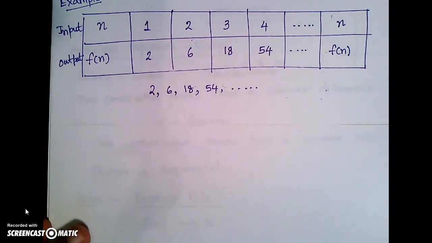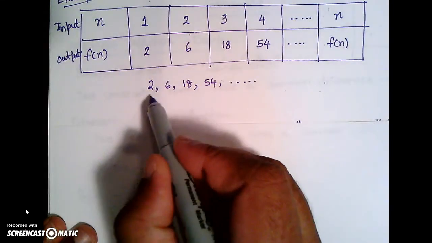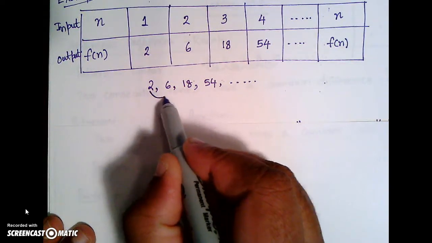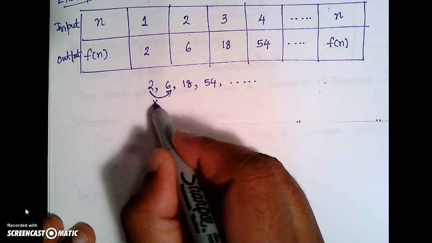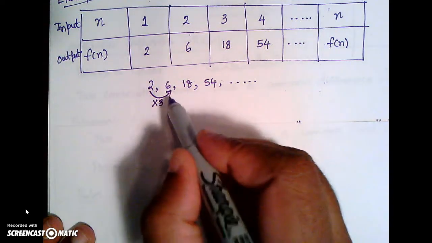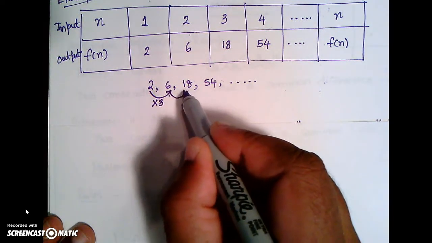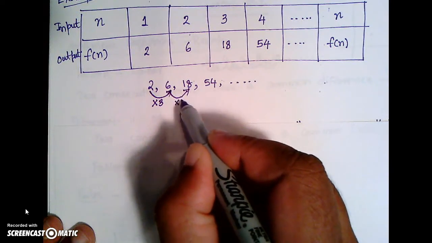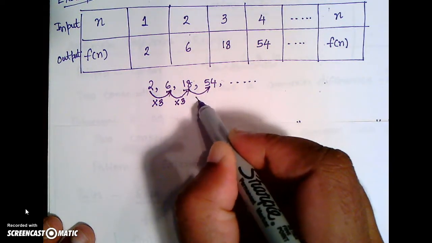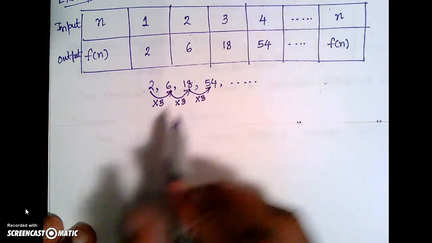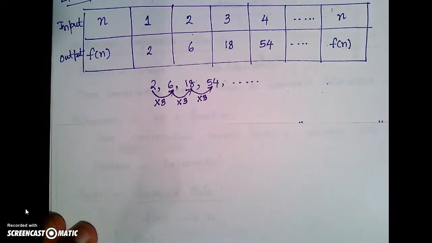So if I look at this sequence much closer, I'm seeing that from 2 to 6, the two consecutive terms got to multiply by a 3. From 6 to 18, again I have to multiply by a 3. From 18 to 54, I multiply by a 3. So I'm seeing that pattern here.